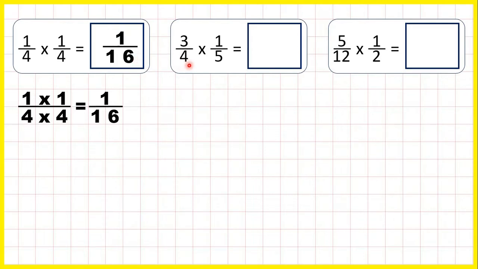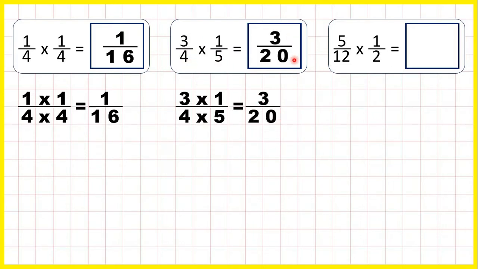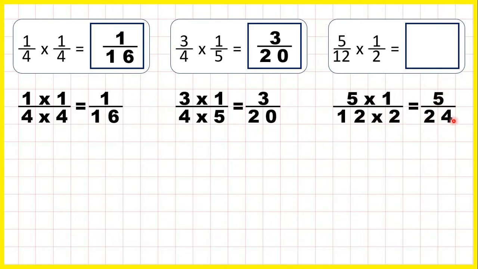Now 3/4 times 1/5, so 3 times 1 is 3, 4 times 5 is 20, so 3/20 is our answer. And now 5/12 times 1/2, 5 times 1 is 5, 12 times 2 is 24, so our answer is 5/24.